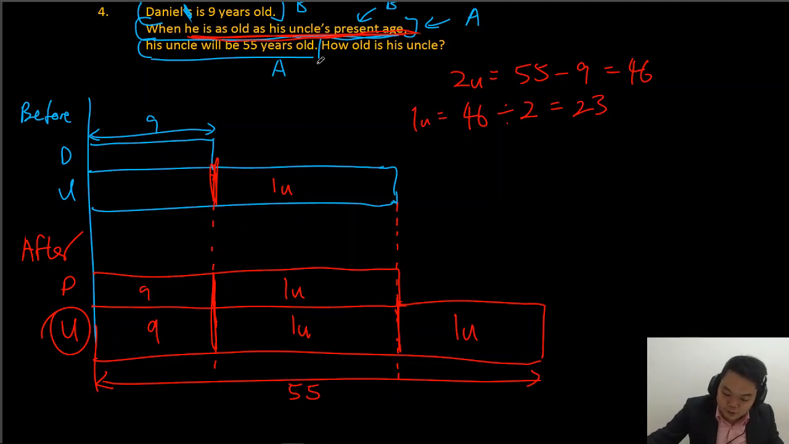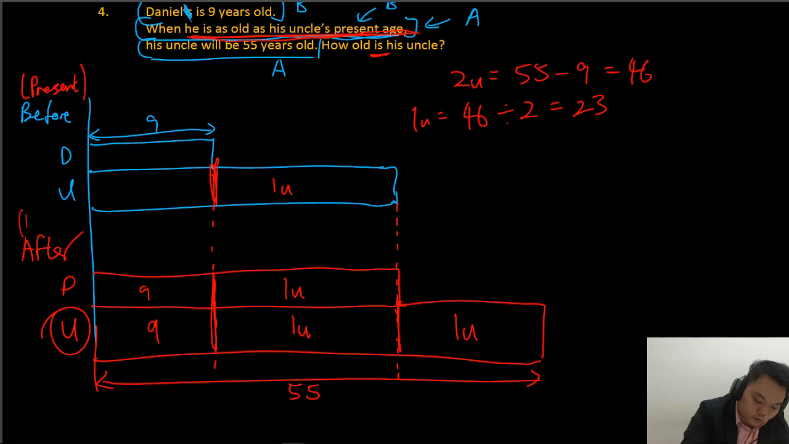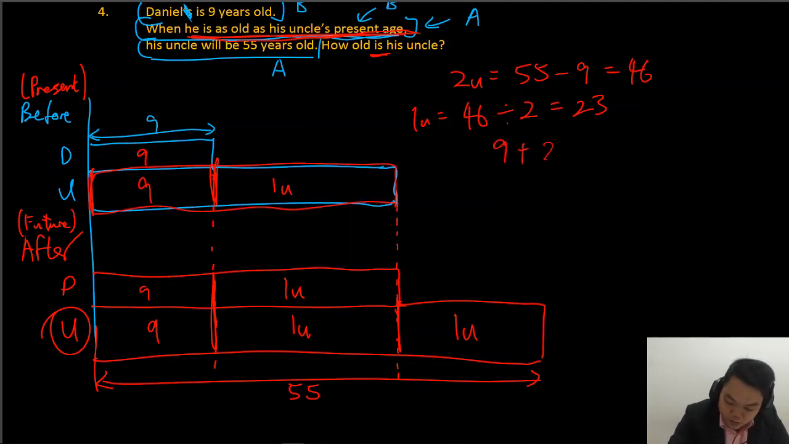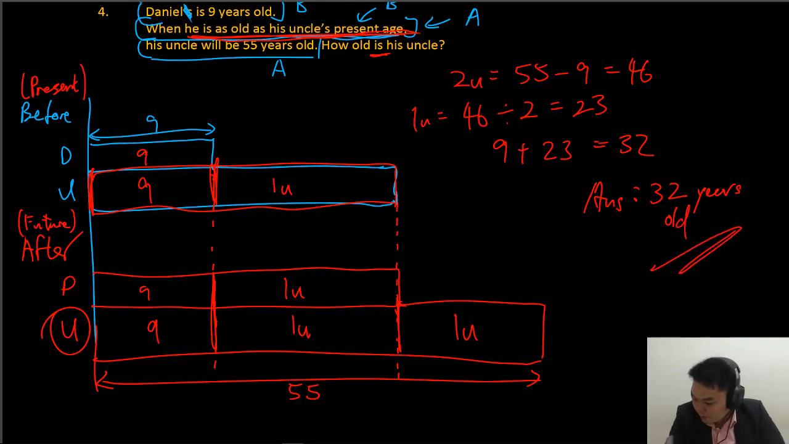So we want to find out how old is his uncle. So we are not talking about the future, we are talking about the present. This is your future. And the uncle is going to be 9 plus 23 to give you 32. And hence your answer is going to be 32 years old. Okay, a lot of you got it before I gave you the answer. That's very good.